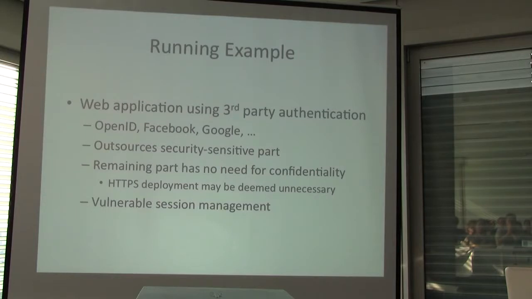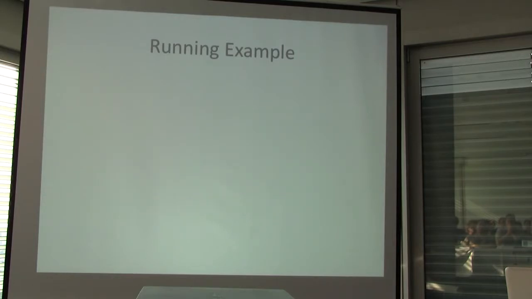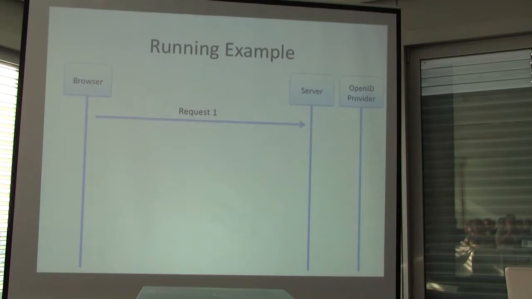To illustrate how this would work very schematically, I have a brief sequence diagram. You have the browser on the left, that's the user. You have the server, that's the application you want to provide, like the blog. And you have an OpenID provider.